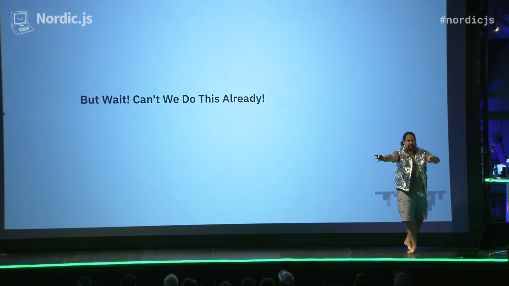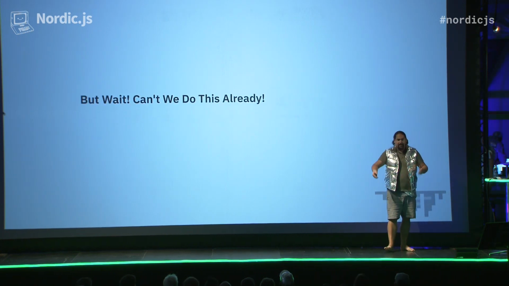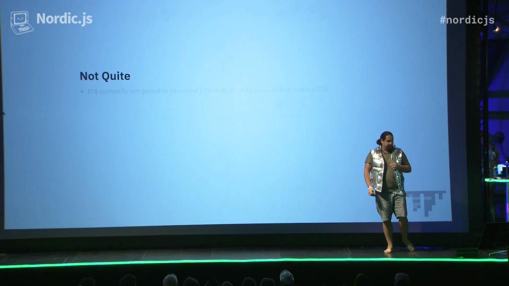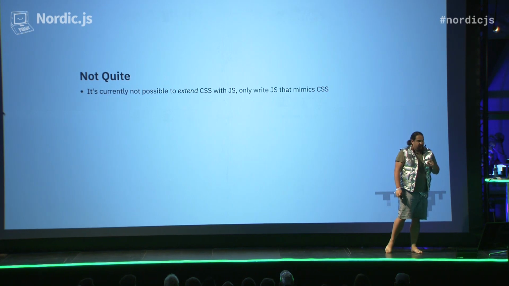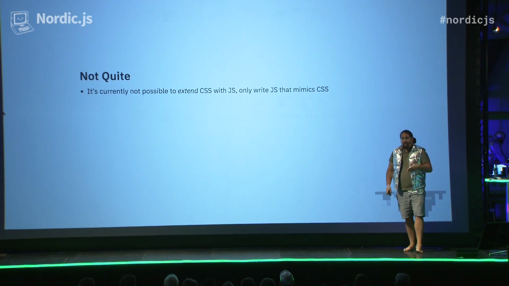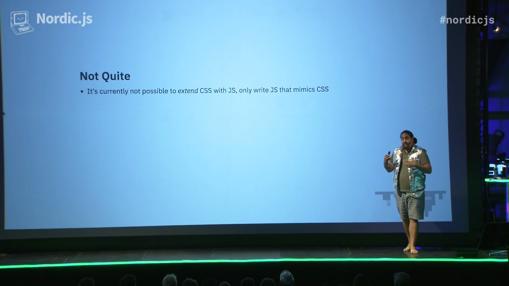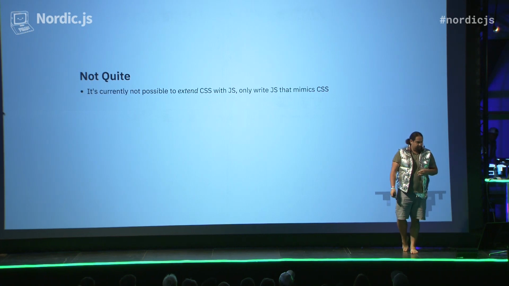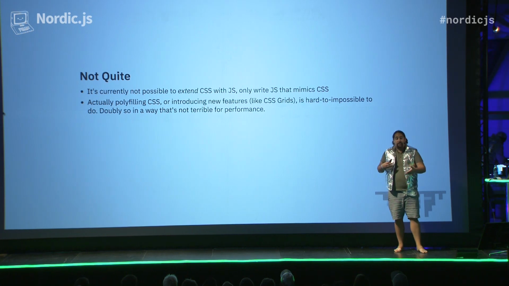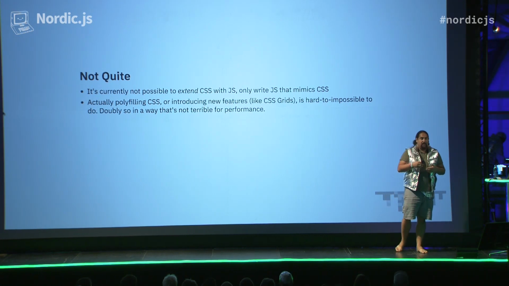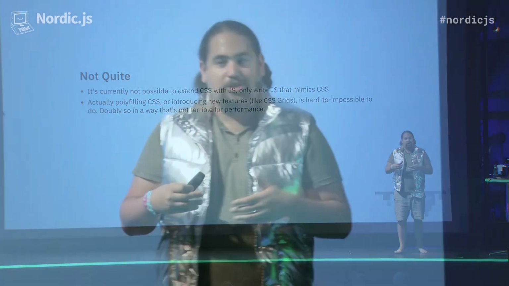But wait, you might say, can't we do this already? Well, not quite. It's not currently possible to extend CSS via JavaScript. It's only possible to write JavaScript that can mimic CSS using existing CSS properties. Actually polyfilling CSS or introducing new features like CSS Grid to browsers that don't have them is hard to impossible to do, doubly so if you want to do it in a way that's not terrible for your user's performance.